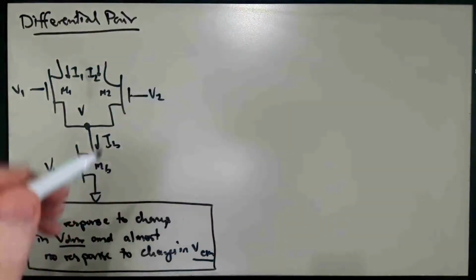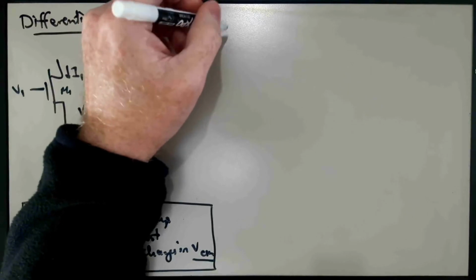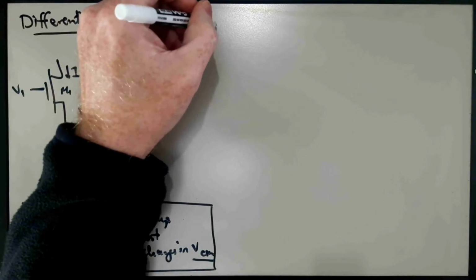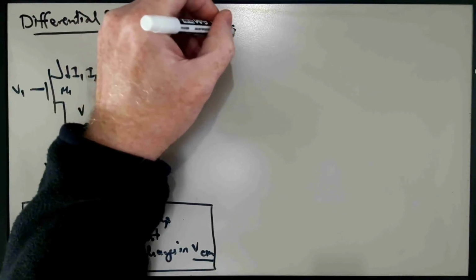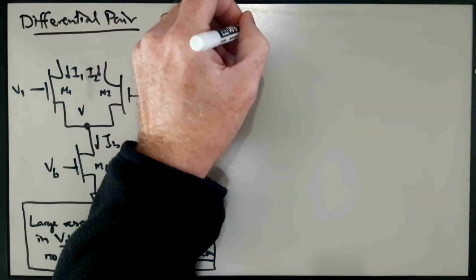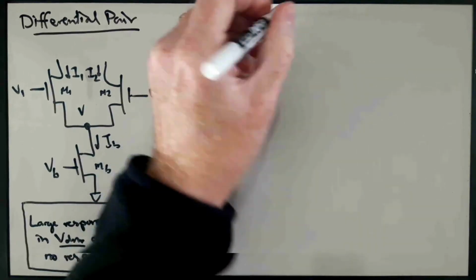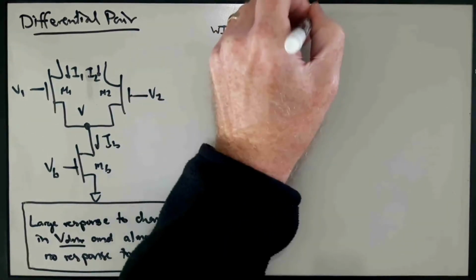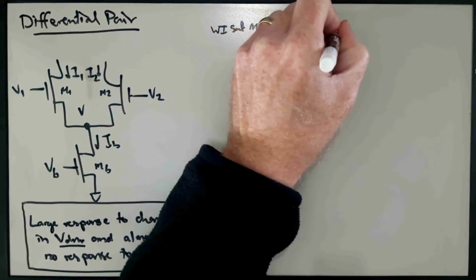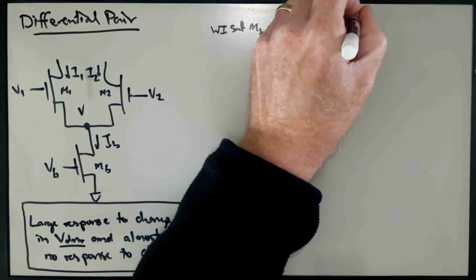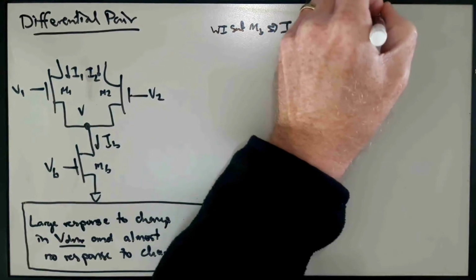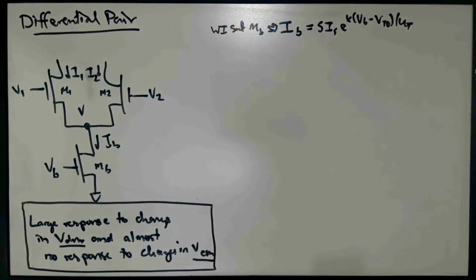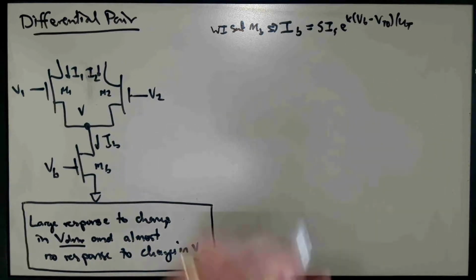So if you recall, at one point in our analysis, we had written down that the weak inversion saturation model for MB implied that IB was equal to SIS e to the kappa VB minus VT0 over UT. That was one equation that we had never really gotten around to making use of.